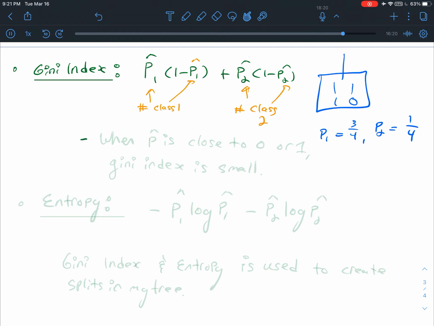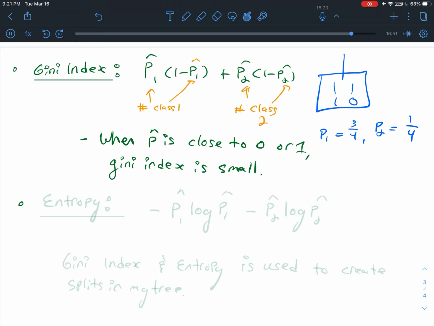And it's kind of intuitive, right? Because when P hat is close to 0 or 1, the Gini index is small, which is what you want, which closely mirrors low classification error. I'm never really going to ask you too many questions about this Gini index, but I think it would be useful to know.